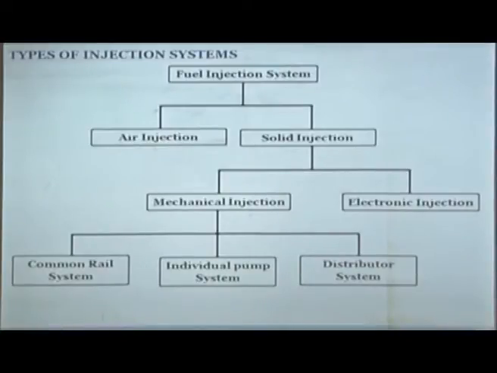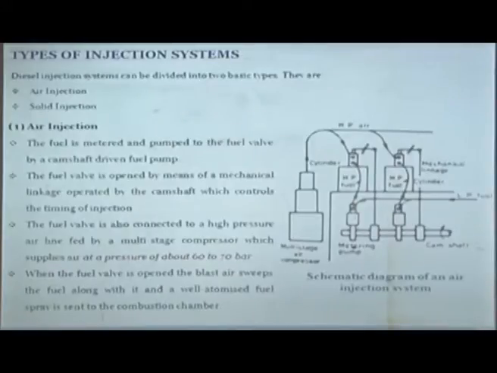Okay, so mechanical injection can again be of 2-3 types. One is the individual pump system or jerk pump system, distributor system, or common rail system. Electronic system is also divided into common rail system and unit injector system. So I will not go into details of all of them, but in this first level course I will just introduce you to all these systems very quickly, so that there is a fair appreciation of the entire landscape.